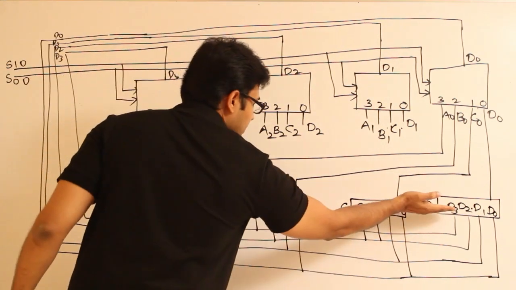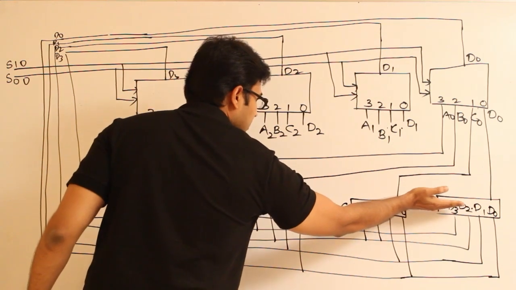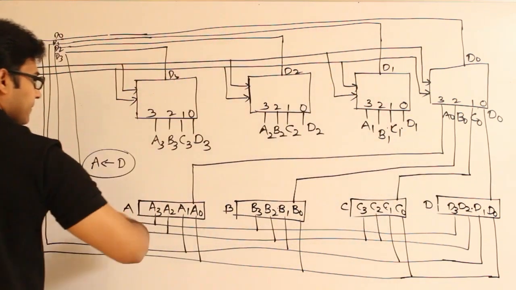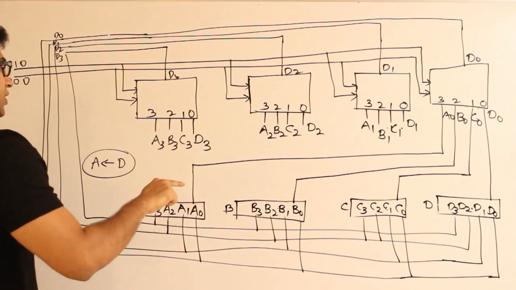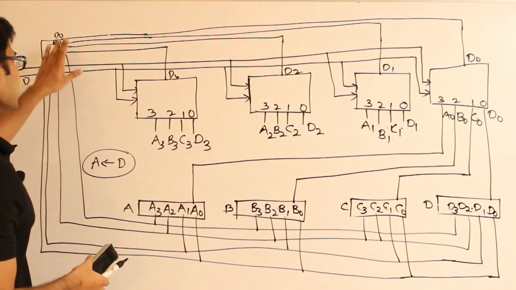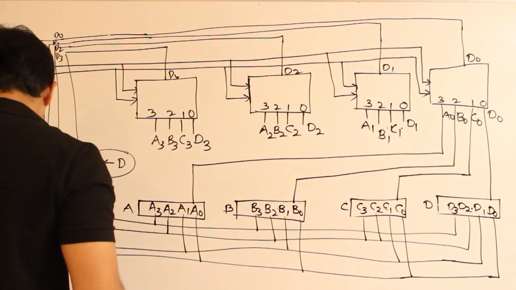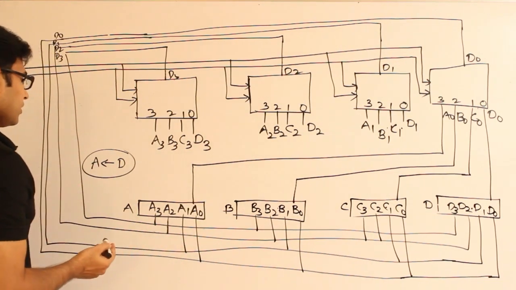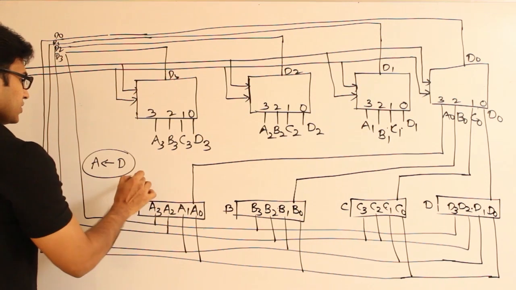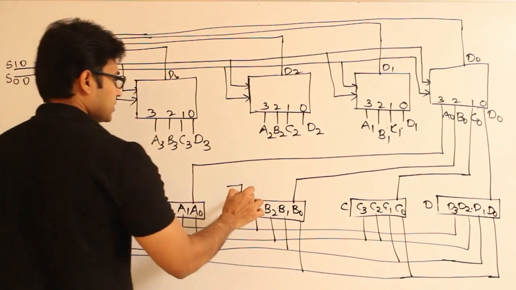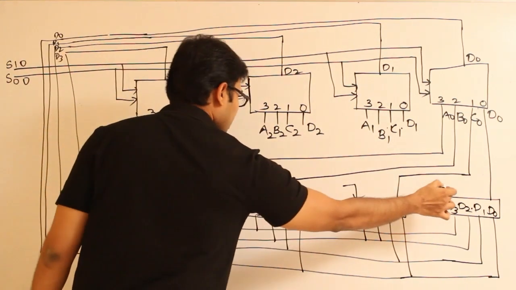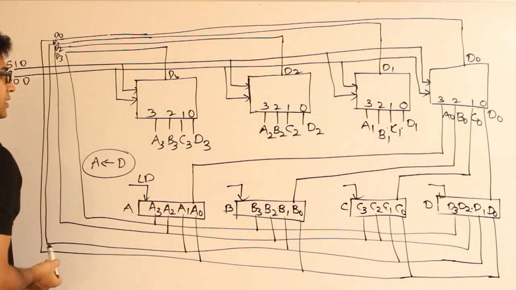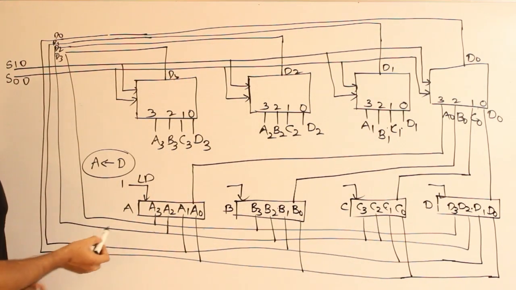We have placed the information from the register D on the bus, and now at the same time I am going to apply the control signal load to whom? A. Let us say this is the control signal load. Every register is going to have the control signal load, right? So to this control signal load I am going to apply 1, right?